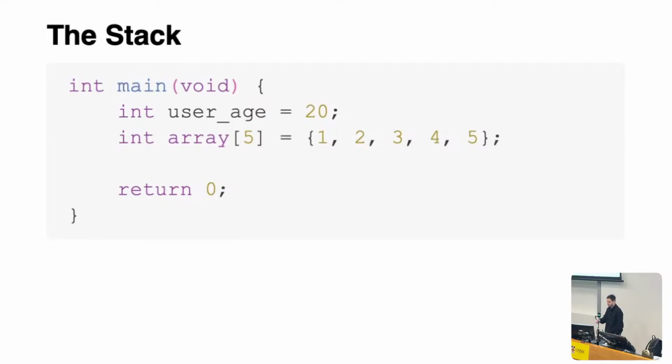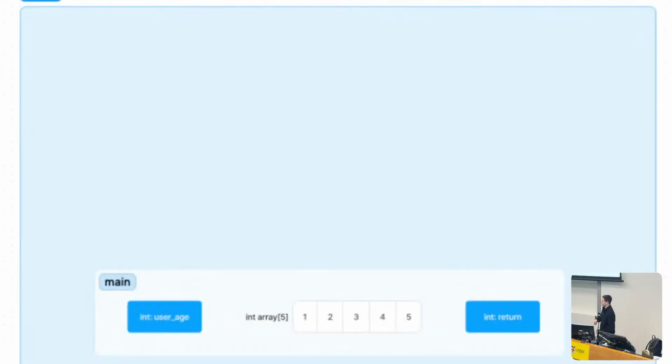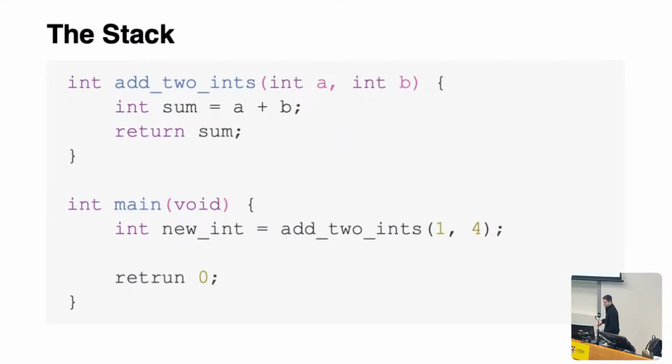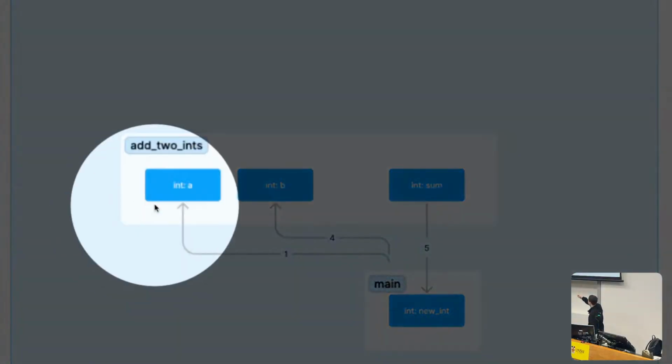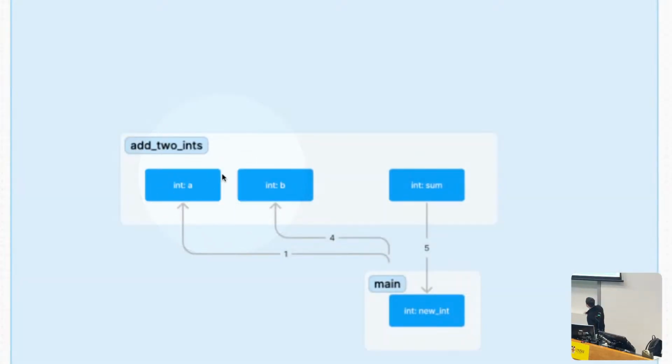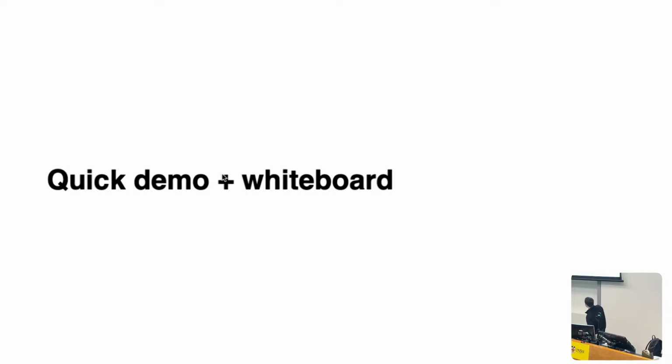So here's one more example. Int user age is 20, a 5-element array. There's my main stack frame. If I now have this function called add two integers together, I pass in some data into the local variables A and B that's popped onto the add two int stack frame, and I've already done the demo in whiteboard.